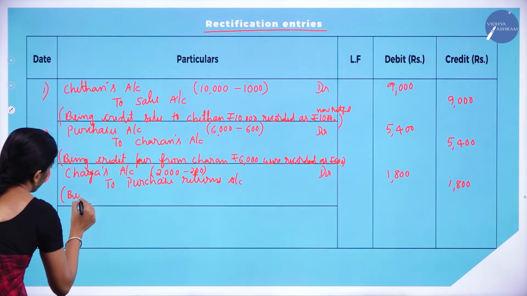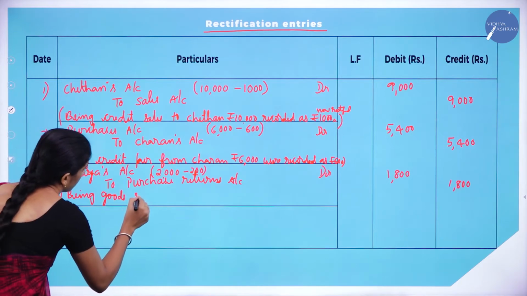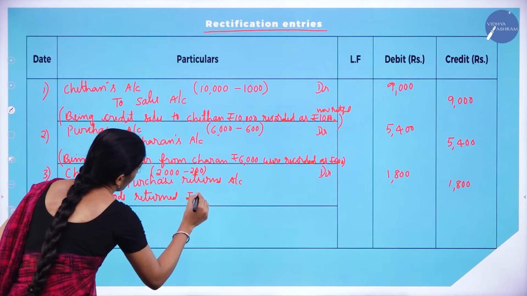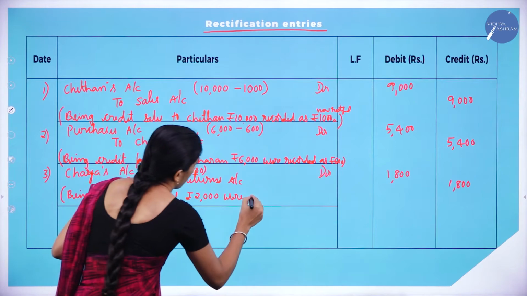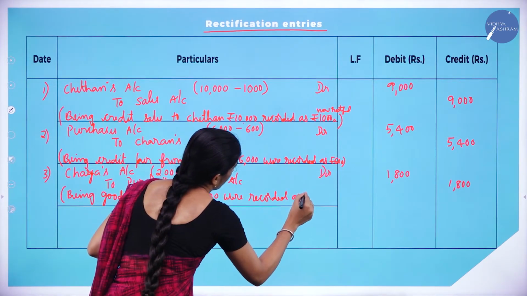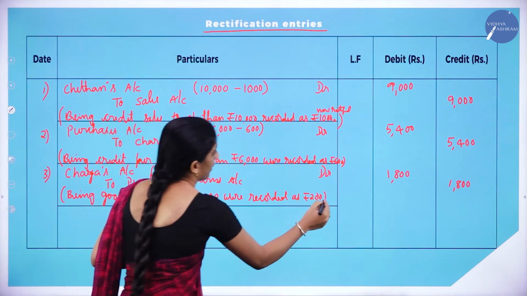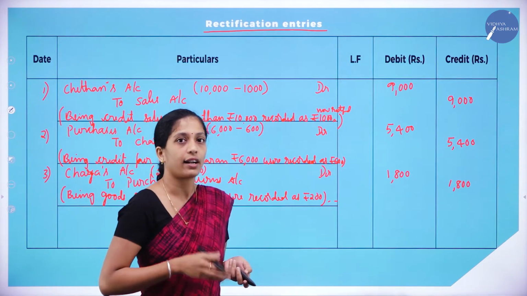Being goods returned to Chaya, being goods returned rupees 2,000 were recorded as rupees 200, now rectified. So you can write it as now rectified. So it means that we have corrected it now.